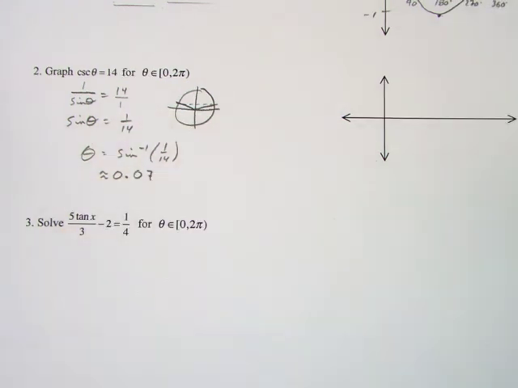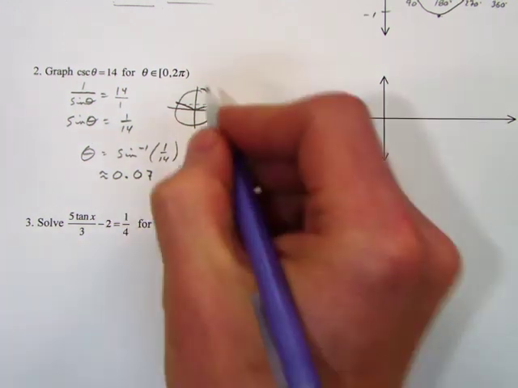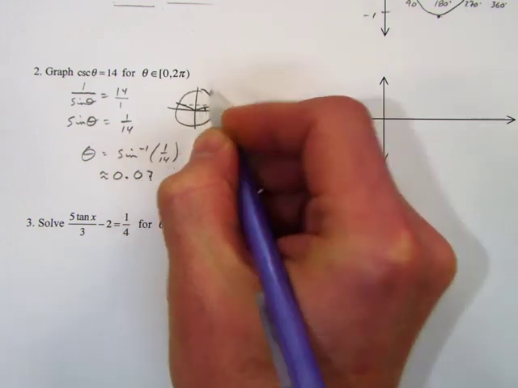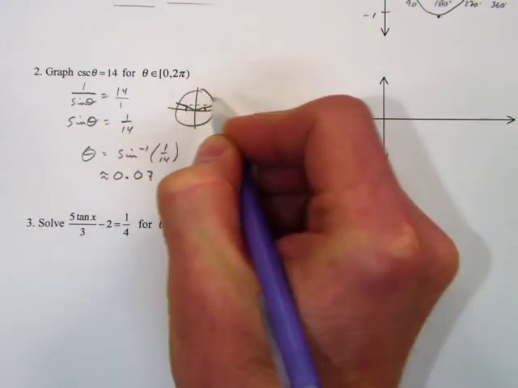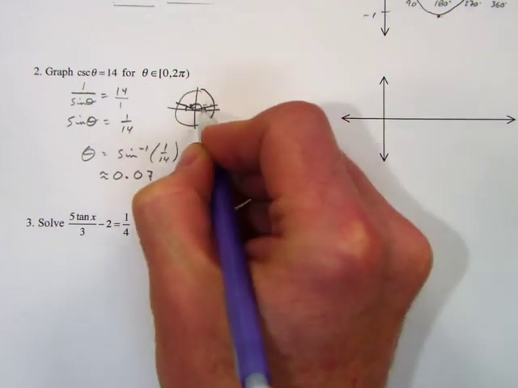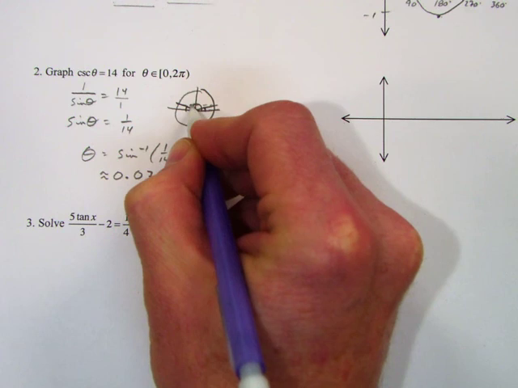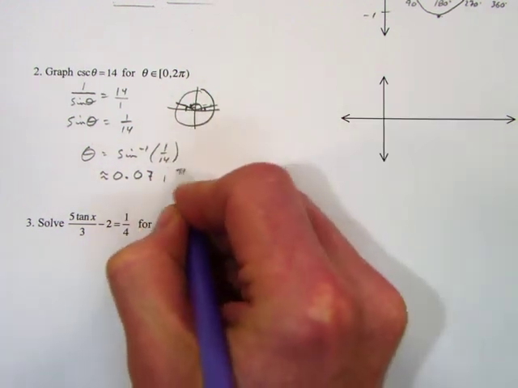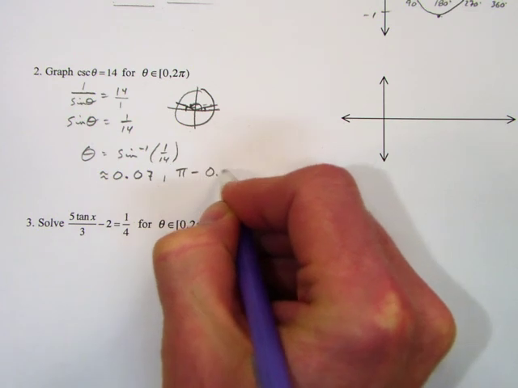Now, what we want to do is find that other angle. So we know that this small angle there is 0.07 and this angle is 0.07, but we want to come all the way around starting with the x-axis. Well, the angle we're looking for plus this theta adds up to pi. So we have pi minus the 0.07.